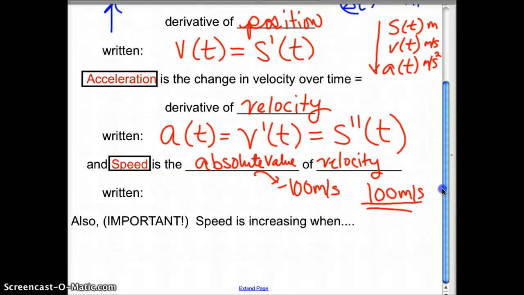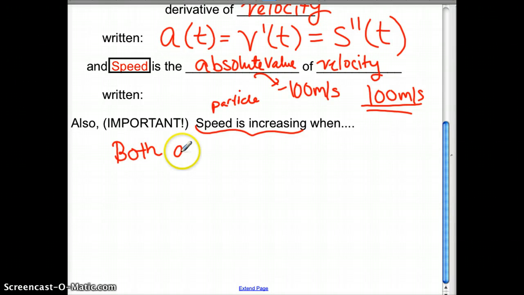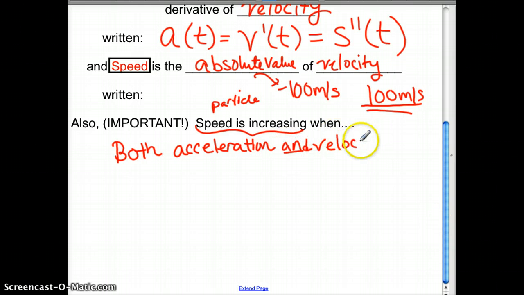So this next thing down here on the bottom is pretty important. It's popped up on a couple of the AP questions. And it'll ask you when the speed is increasing. Now, intuitively, this is used a lot in what's called particle motion, where a particle is moving left or right, or sometimes they'll say along the x-axis. And they say that the speed is increasing when both your acceleration and velocity have the same sign.